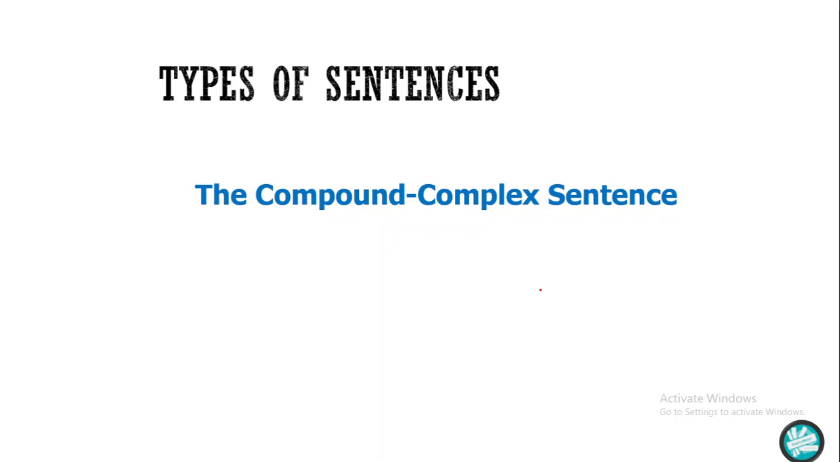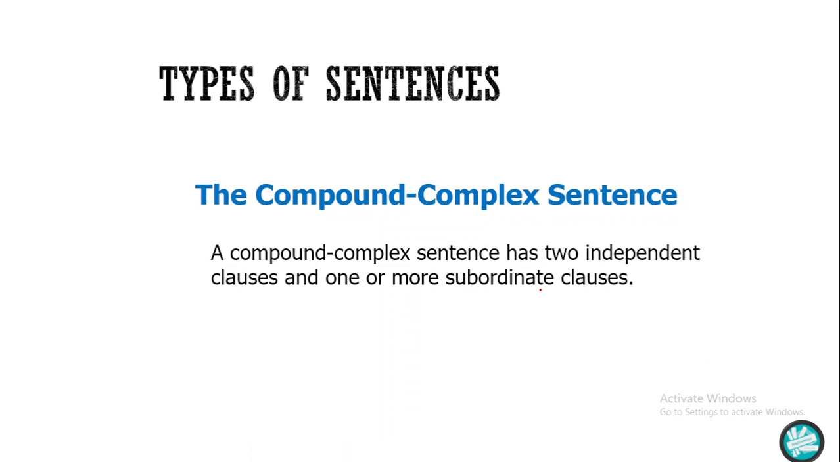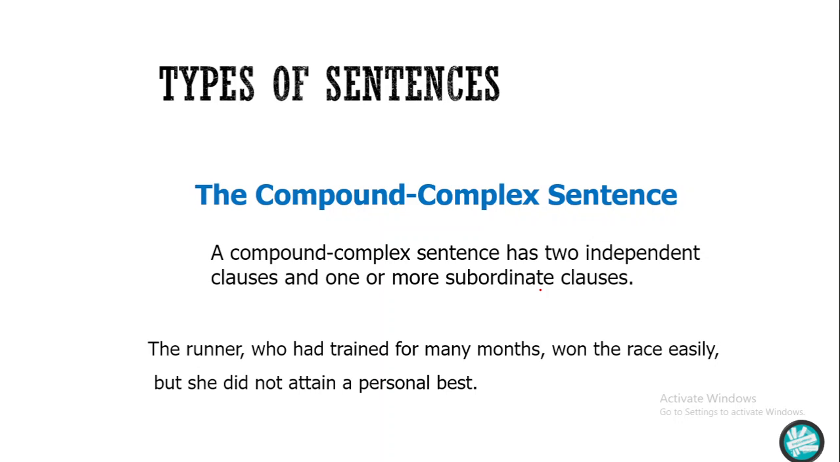Let's move towards the fourth and last type of sentence according to structure, and that is the compound-complex sentence. A compound-complex sentence has two independent clauses and one or more subordinate clauses. Let's have a look at a sentence.